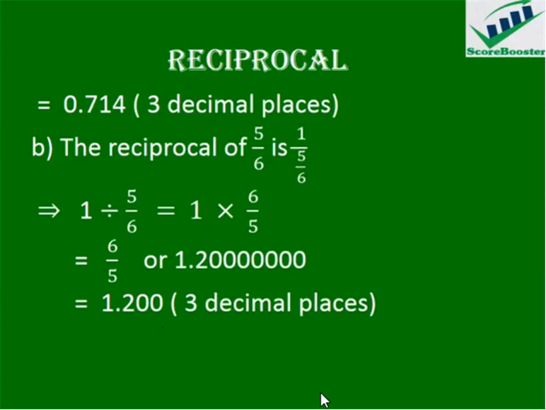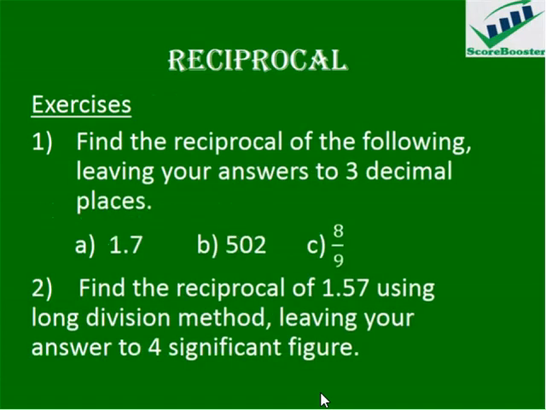So these are exercises for you to solve, to check if you understood what we have been discussing. The first question asks us to find the reciprocal of some numbers, leaving your answer to 3 decimal places as you have been taught. The first number is 1.7, the second number is 502, and the third number is 8/9. The second question says you should obtain the reciprocal of 1.57 using the long division method, and you should leave your answer to 4 significant figures.